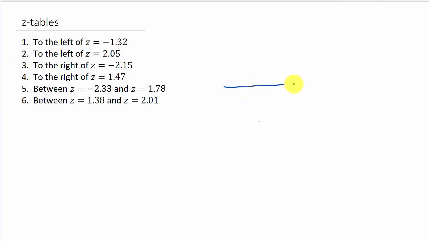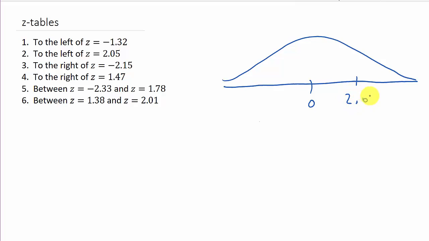Okay, so because it's positive, I'm just going to do it first. So there's 0, and there is 2.05. What we're looking for is the area to the left. But remember, when we look this up, that is going to give us just the area between 0 and 2.05, which is this area here. That's the area the table's going to give us.